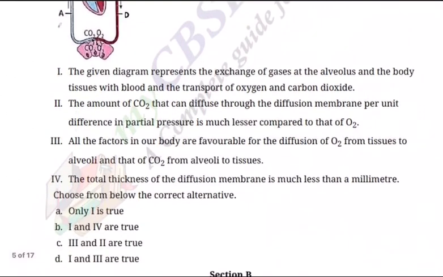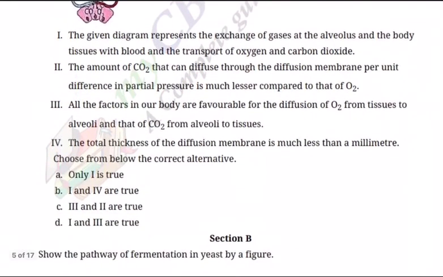Statement 3. All the factors in our body are favorable for the diffusion of O2 from tissues to alveoli and that of CO2 from alveoli to tissues. Now, statement 4. The total thickness of the diffusion membrane is much less than a millimeter. Now choose from below the correct alternative. A. Only one is true, that is statement 1 is true. B. 1 and 4 are true. C. 3 and 2 are true. D. 1 and 3 are true. So this is how the questions are being framed.